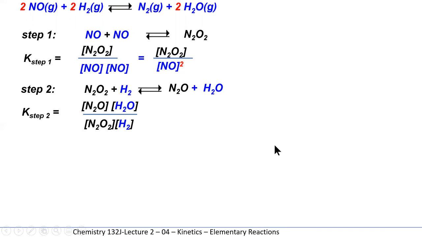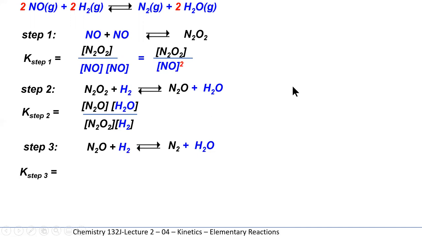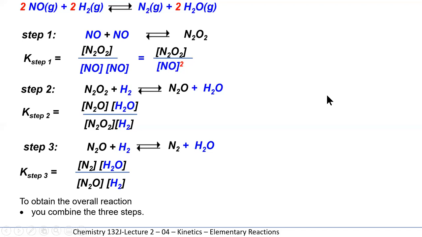Now, step three. Some of the N2O reacts with hydrogen. The laughing gas, nitrous oxide, reacts with hydrogen and makes nitrogen and water. So notice now we've arrived at our final products. And the K for step three is the concentration of nitrogen multiplied by the concentration of water, divided by the concentration of laughing gas, N2O, divided by the concentration of H2. So to obtain the overall reaction, you can combine all three of those steps. And to find the K value, you could multiply the K of step one times the K of step two times the K of step three.